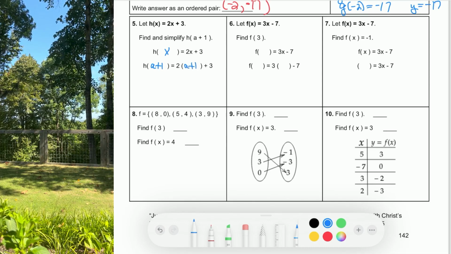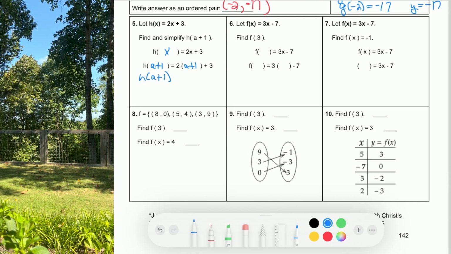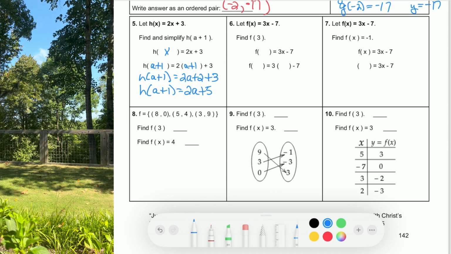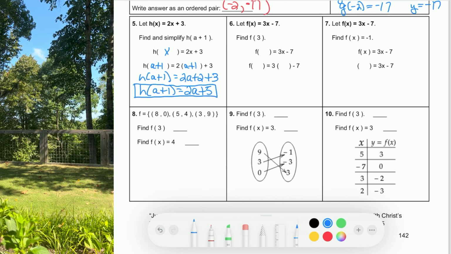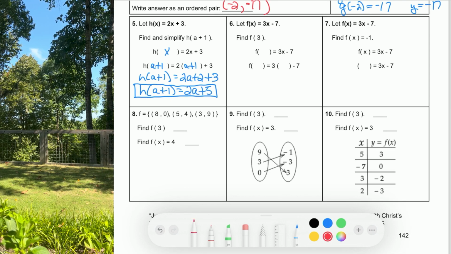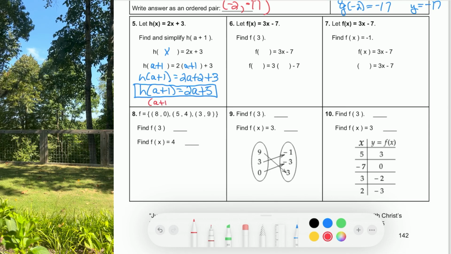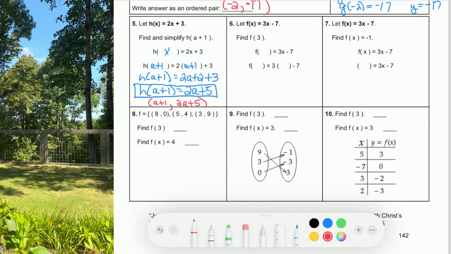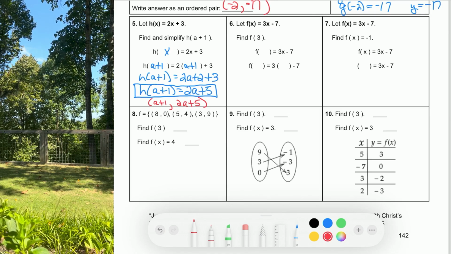Because we're replacing all the x's with the value a plus 1. So I have h of a plus 1 equals, I'm going to distribute, 2a plus 2 plus 3. So h of a plus 1 equals 2a, that 2 plus 3 is plus 5. We can't go any further, so that is our answer. Our y value that time would be 2a plus 5. So you would write your x value is a plus 1, your y value is 2a plus 5. Looks a little weird for a coordinate or an ordered pair, but that's how you would actually list that one.